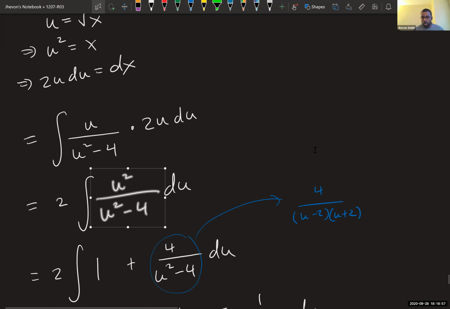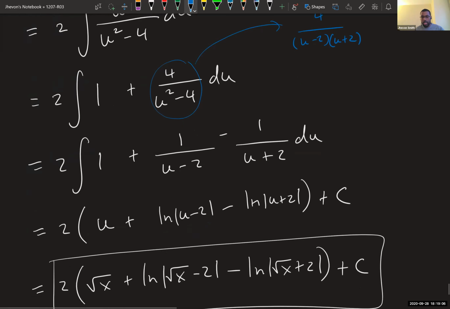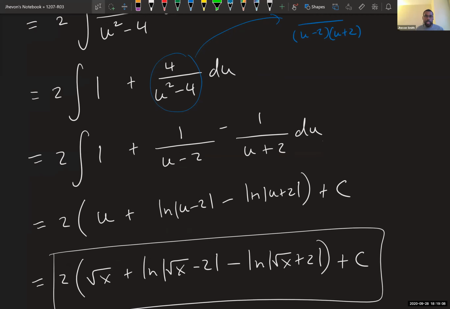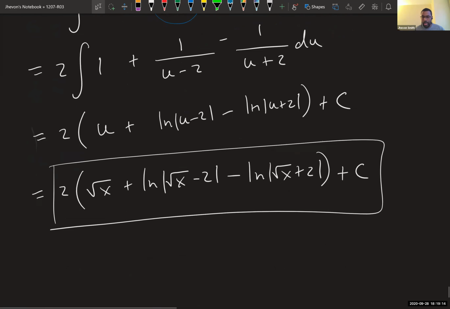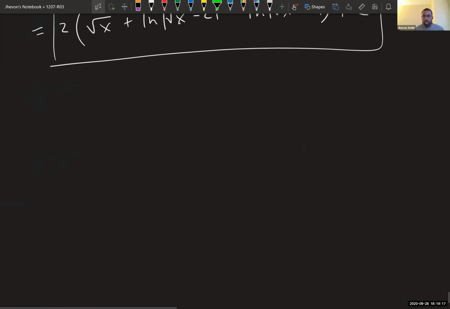So we subtracted 4 and added 4. And then that allowed us to break it into 2 parts. The second part now is a rational function that's proper. The denominator factors. I can do partial fractions on that. Cover-up method. I can pretty much do it in my head. And then after that, the integrals are not so bad.